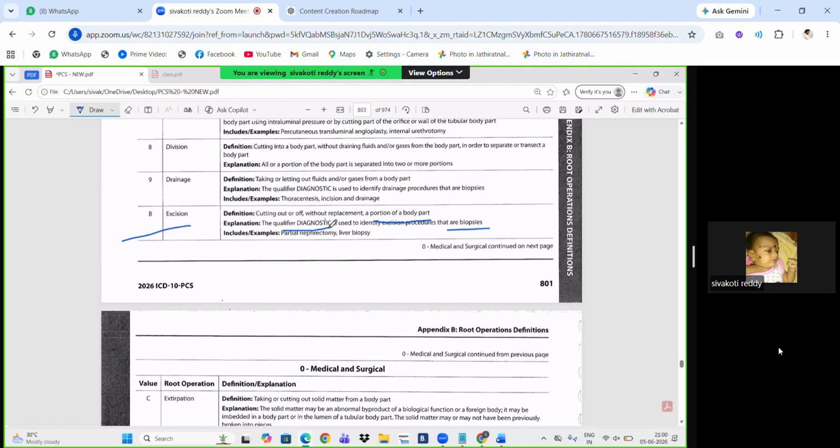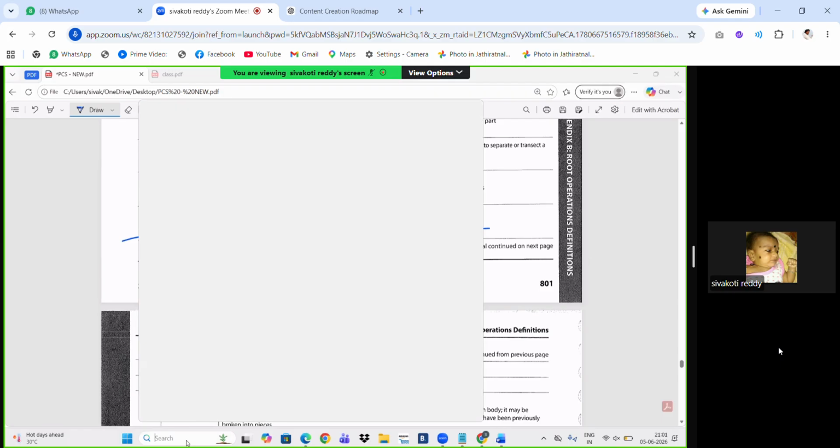Because while you are leading the excision procedure, in the 7th character you will get two options, diagnostic and no qualifier. So whenever they performed a biopsy, we go with the diagnostic qualifier. Whenever they did not perform a biopsy, we go with no qualifier. For example, partial nephrectomy, liver biopsy. So note down the examples of the excision root operation.